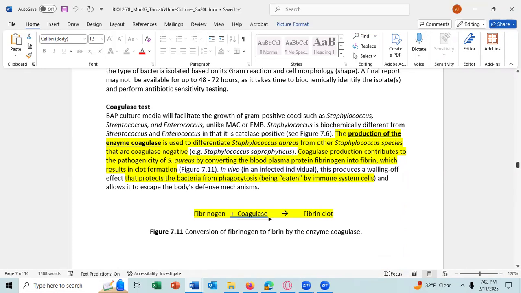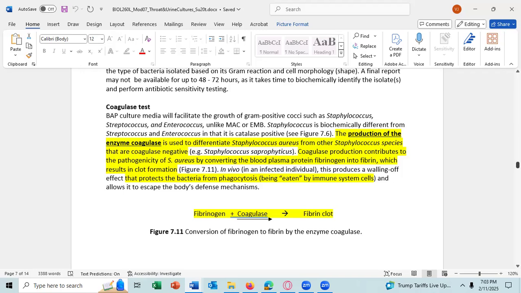The enzyme coagulase is produced by Staphylococcus aureus, and only Staphylococcus aureus makes the enzyme coagulase in its family. The other members of the family do not make it. Coagulase can contribute to the pathogenicity of Staphylococcus aureus by converting the protein fibrinogen, found in blood plasma, into fibrin, which results in a clot.